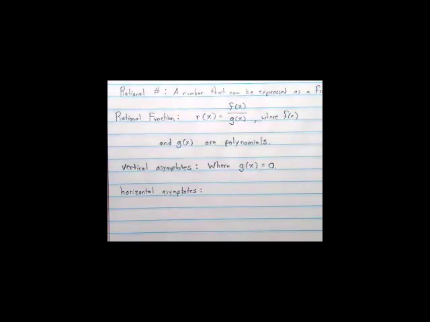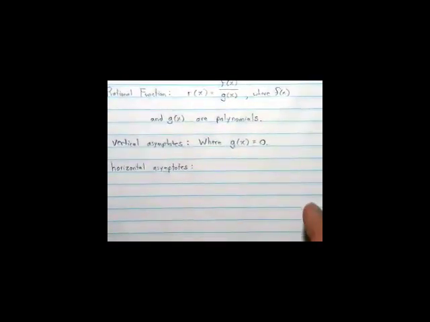Okay, so we talked about this in Chapter 1. Let's see what we remember. How did we find horizontal asymptotes? It's based on the degree of those two functions. Okay, so there's kind of a lengthier answer to this. We've discussed this before, but I'm going to write it out again just so we have it in front of us.